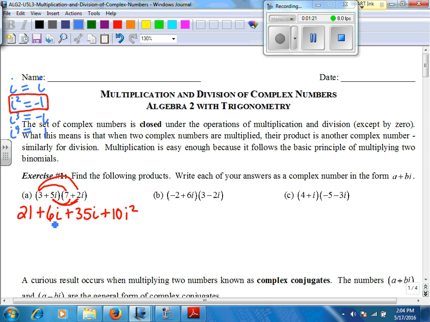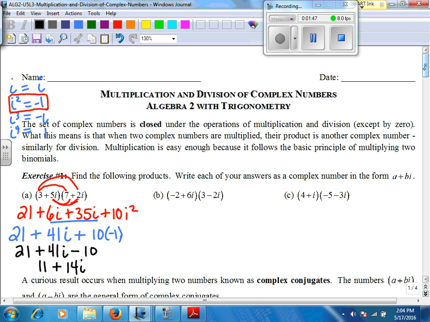Now we've got some like terms. 35i and 6i gives us 41i. And then hopefully you're seeing that i squared and thinking, oh, I know that i squared is -1. So now this becomes positive 10 times -1, which is a -10. And 21 minus 10 is 11 plus 41i.